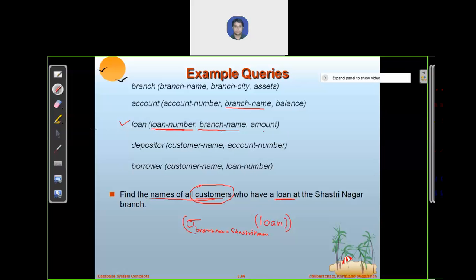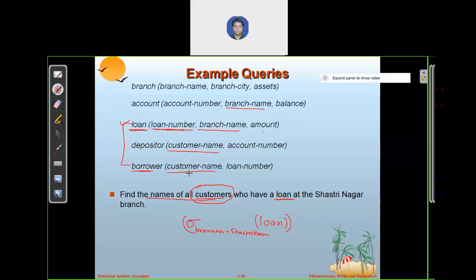The customer name is an attribute of another relation, here, customer name. So what we will do, we will combine or join these relations. So here is the loan. From which relation will we combine with this relation? Depositor or borrower? Borrower. Good. So we'll join these two relations, loan and borrower.